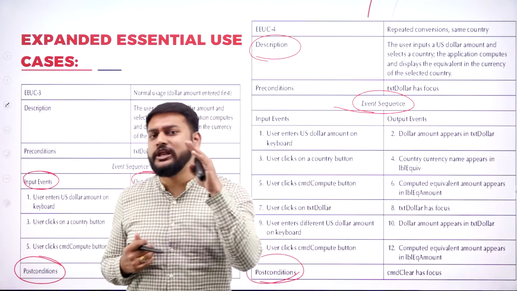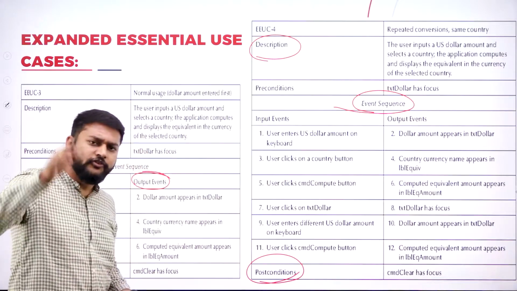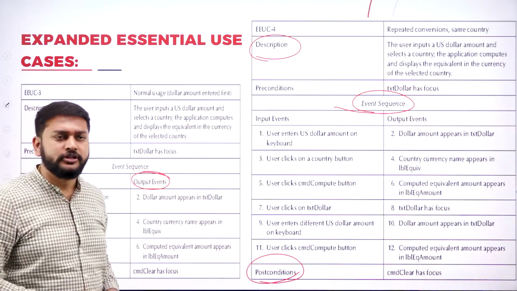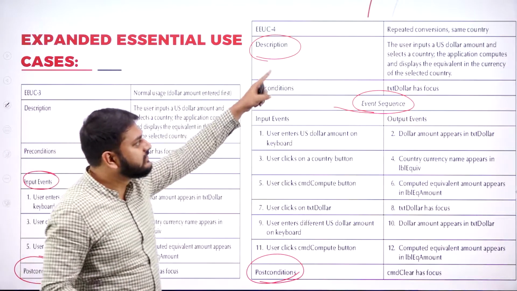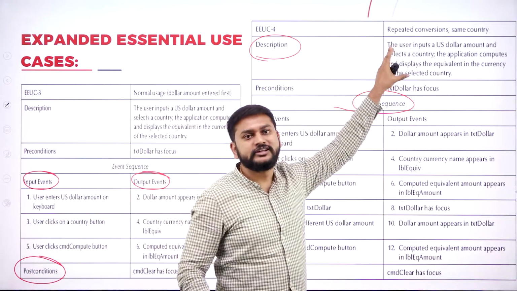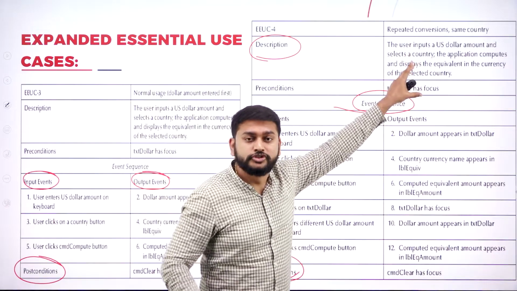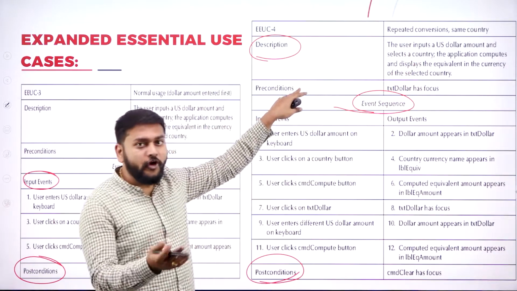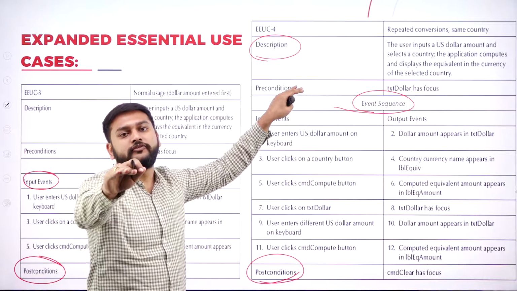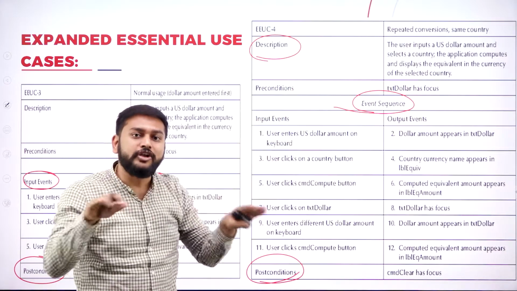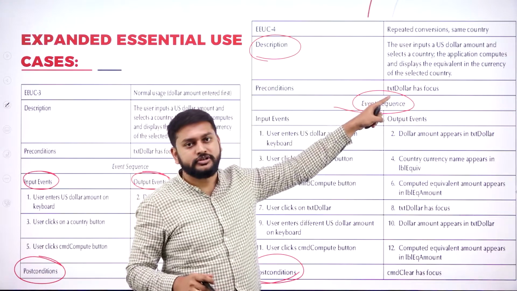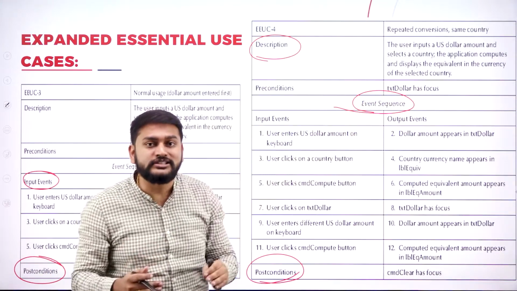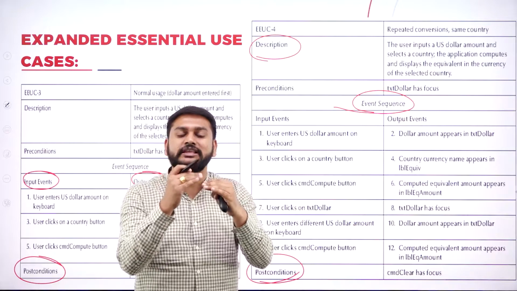Sir, what is it that we need to understand here? For each and every system function, you will have the description. What exactly that system is doing is what we give in the description. Then, before I perform that particular function, what is the state of that system is what we mention in the precondition. After that, you will understand how exactly the event is taking place.